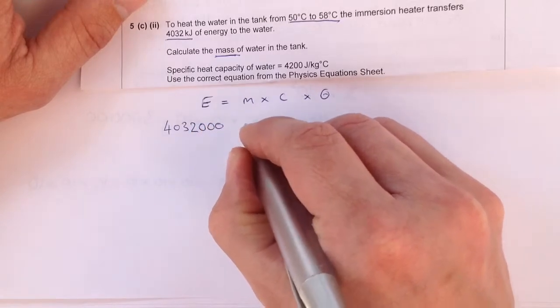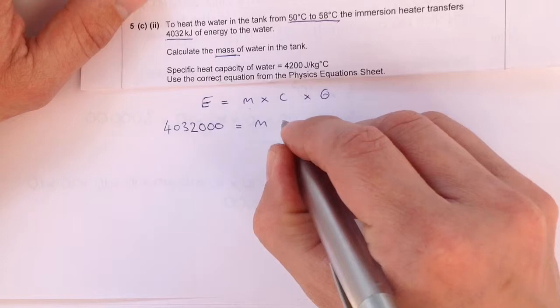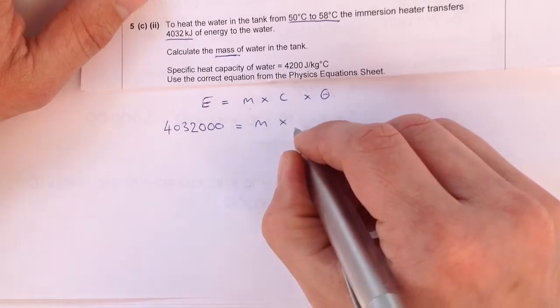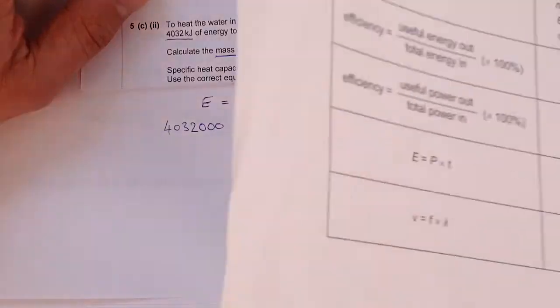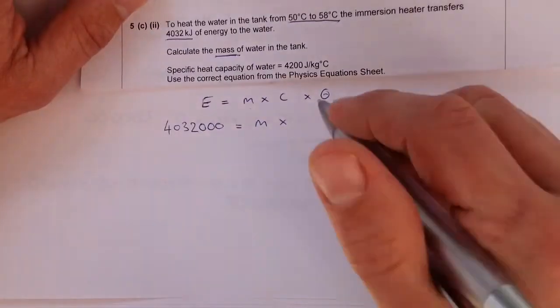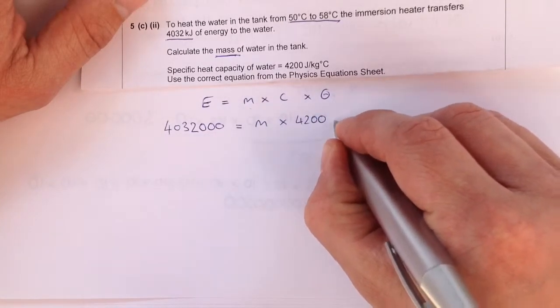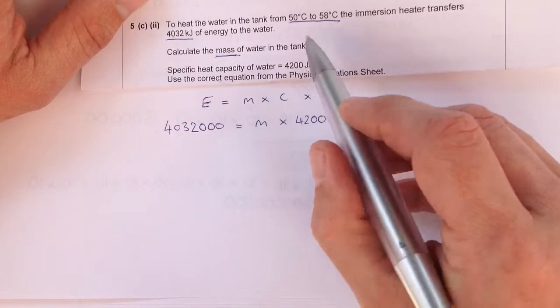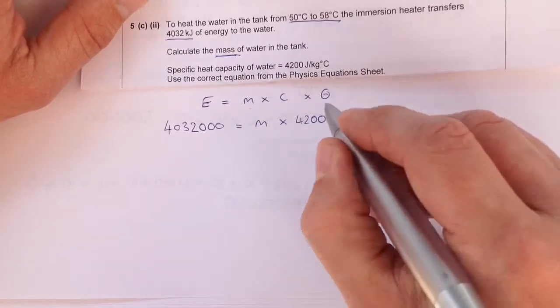So that's 4,032,000 joules. That equals the mass, which we don't know, multiplied by c. If you remember, c was the specific heat capacity, which is 4,200, and we're going to times that by temperature change. Now it's 50 to 58, so that's 8 degrees.